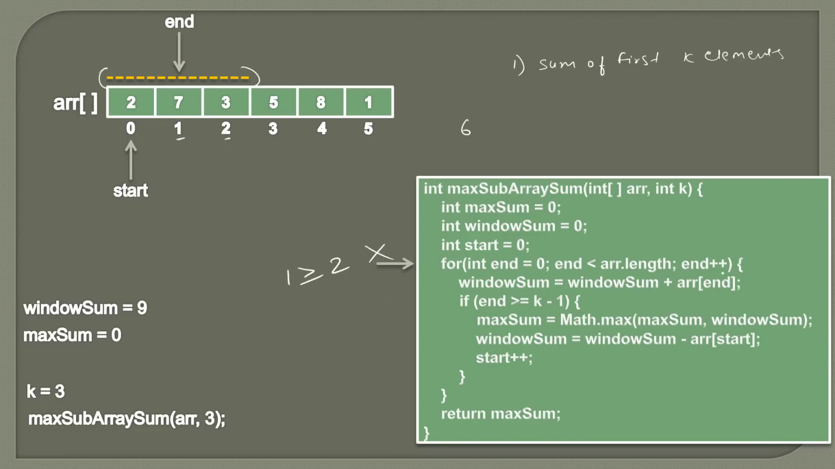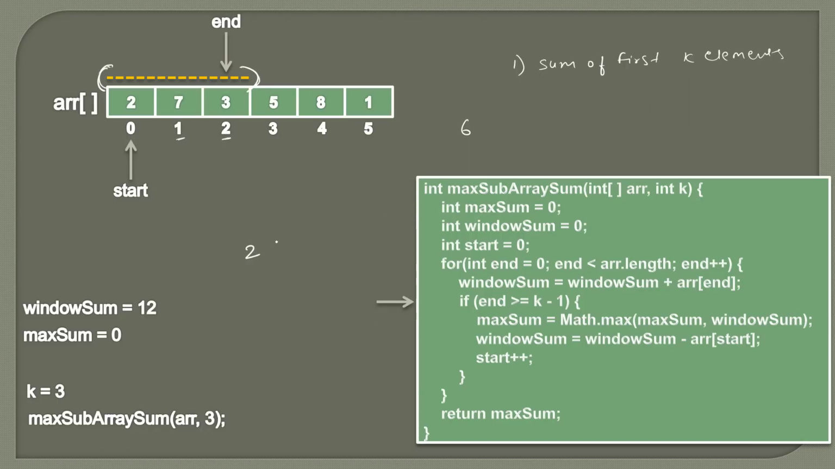We will increment end. End comes to index 2. We take window sum, which is 9. We simply add 3 to it. So it becomes 12, like this. And now here you can see that our first sliding window is from index 0 to 2. It means we have taken the sum of the first k elements, which is 2 plus 7 plus 3, which is 12.